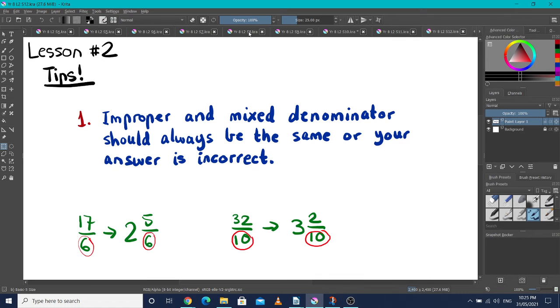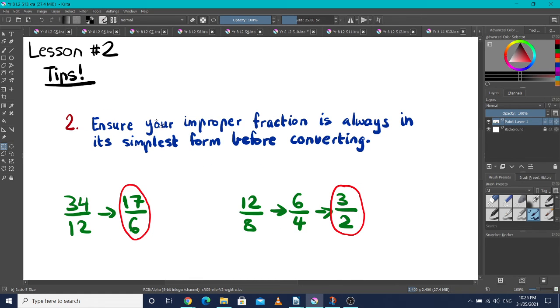And then just before we go to converting mixed to improper, here are just a couple of tips to remember. First of all, improper and mixed denominators should always be the same, so your improper denominator and your mixed small denominator, otherwise your answer is or could be incorrect. Here 17 over 6, which is 2 and 5 over 6, or also 32 over 10 is the same as saying 3 and 2/10. And tip number 2, ensure your improper fraction is always in its simplest form before converting to mixed, which we have a couple of visual examples here.